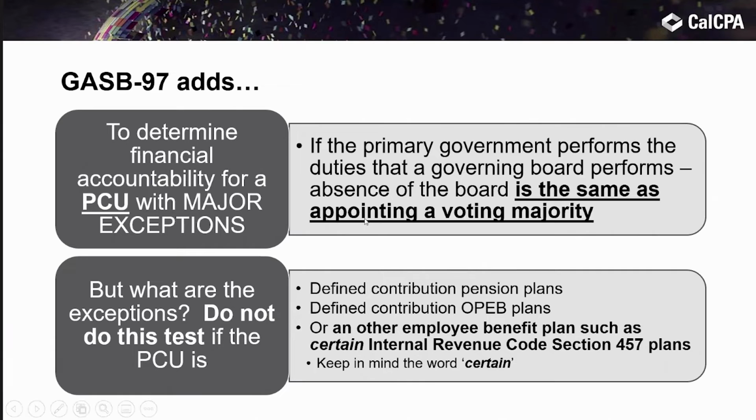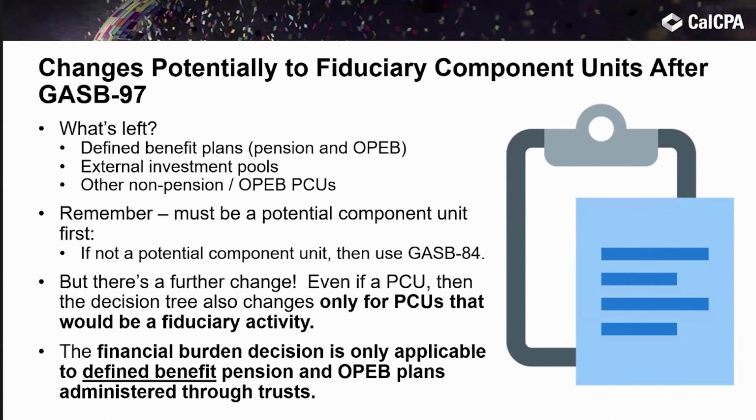Given this change in GASB 97, the only thing left for this potential component unit analysis, and again, we need a potential component unit, is defined benefit plans for pension and OPEB. We also have external investment pools at states and many counties and other non-pension or OPEB potential component units. But we must test the component unit relationship first.